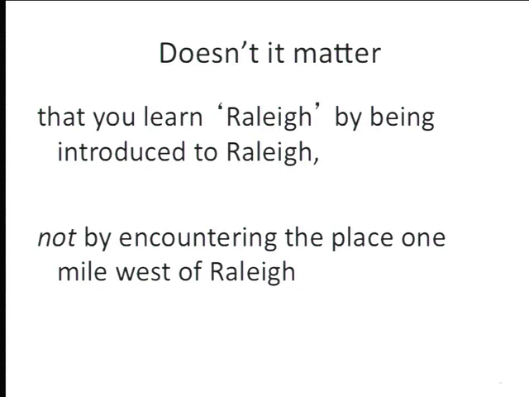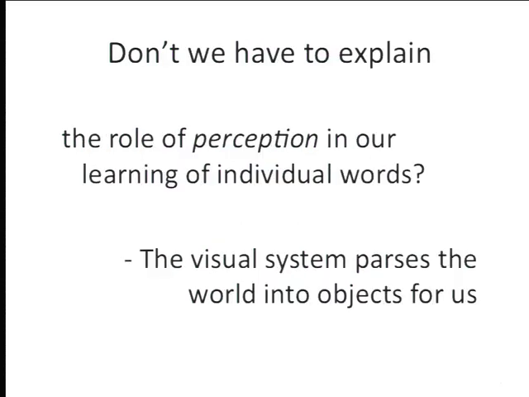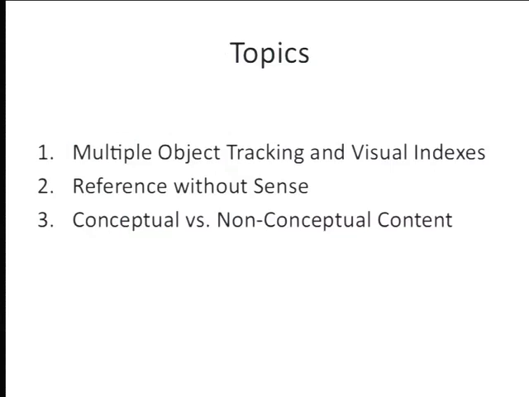And I said, doesn't it really matter that you learn the name Raleigh by being introduced to Raleigh, not by encountering the place 1 mile west of Raleigh? Don't we really have to explain the role of perception in our learning of individual words? Surely there's some sense in which perception is basic to your understanding of representation. If we're going to think about the relation between the sign and the object, you have to get something about how seeing the object, sensing the object in some way, perceiving the object, is what lets you think about that particular thing. And Pylyshyn's work gives a very simple framework for thinking about how perception allows you to think about objects.